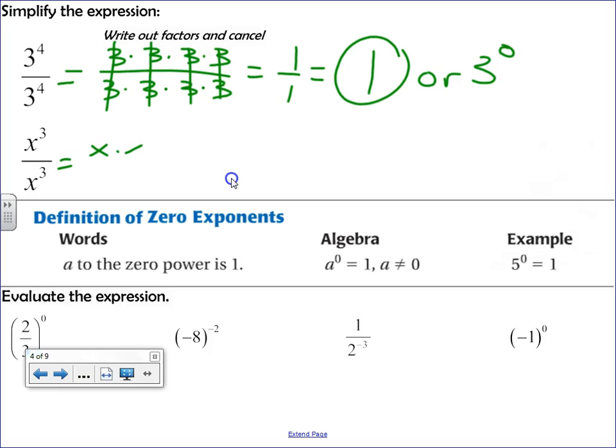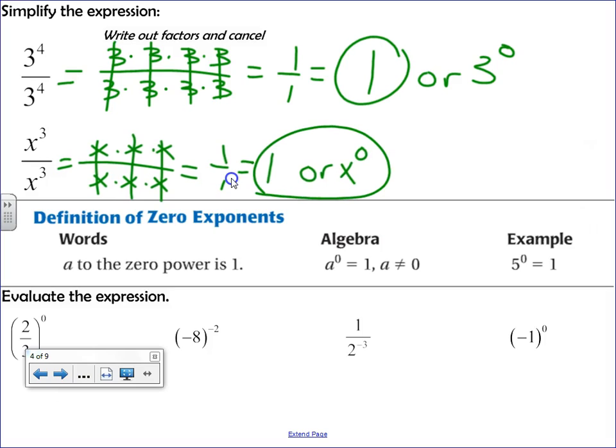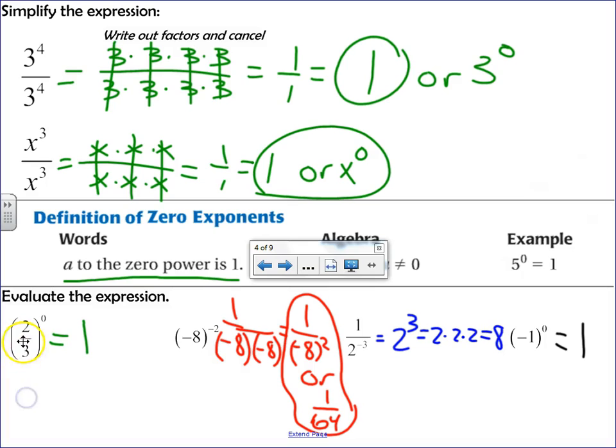x to the third is x times x times x over x times x times x. Factors of 1, 1 over 1 is 1, or x 0 times. We lost our variable. So the definition of 0 exponents, a to the 0 power is 1. So try these next examples out, restart the video when you're ready.